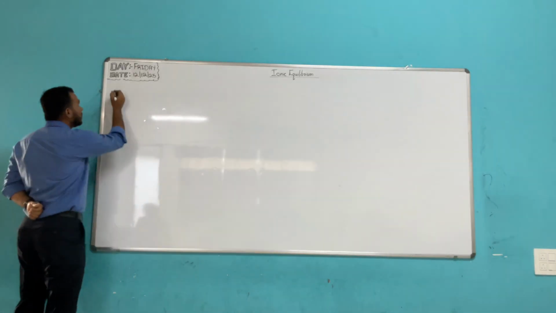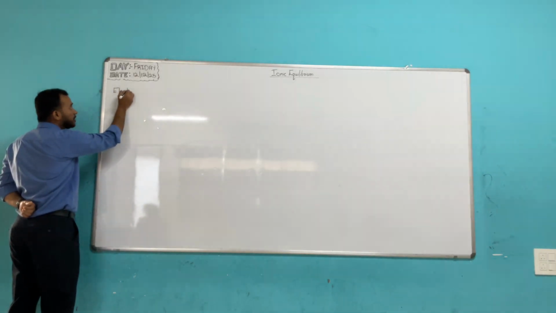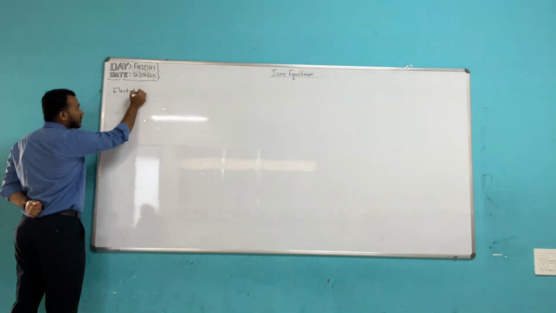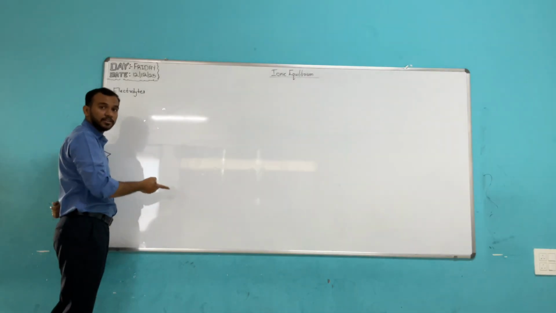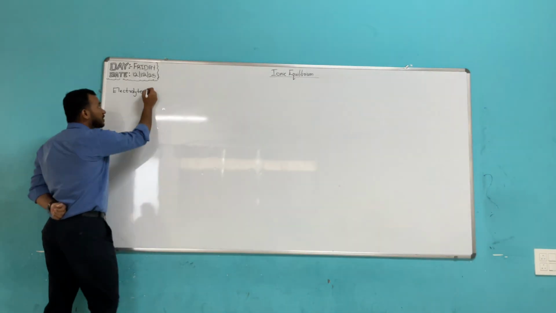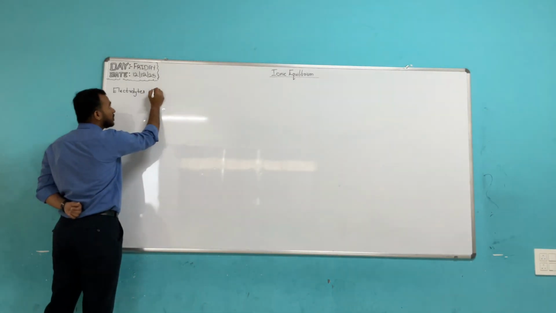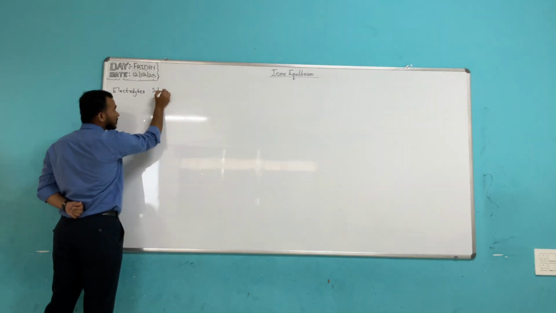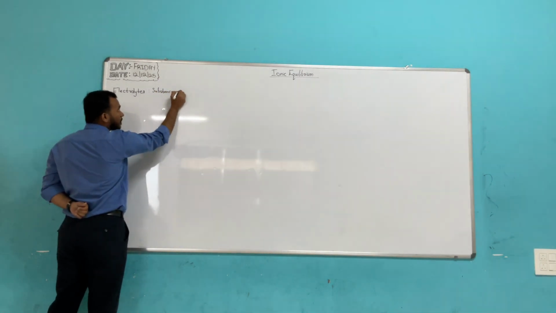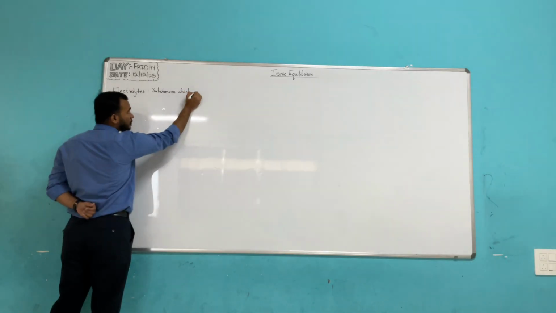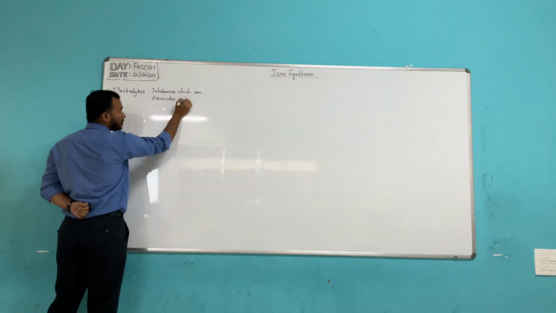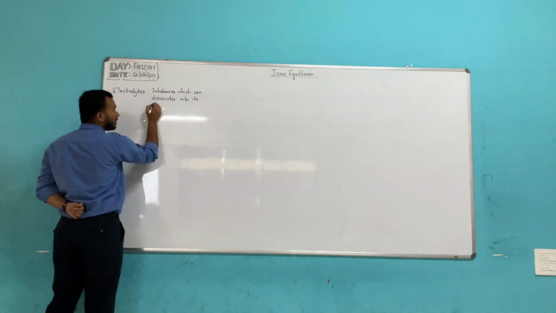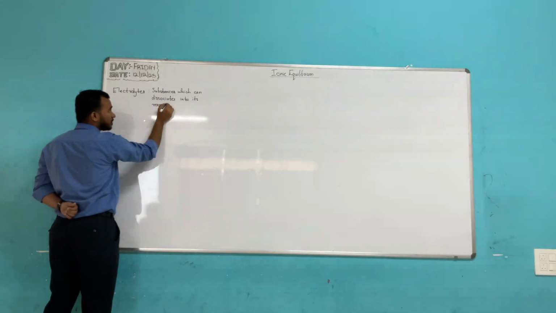First term is what? Electrolytes. Electrolytes are the substances which can dissociate into its respective ions. Correct? Yes.